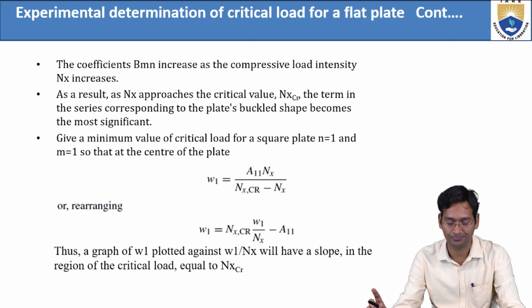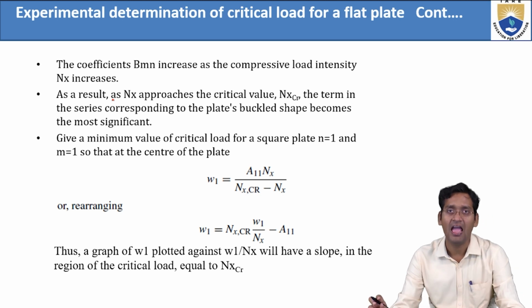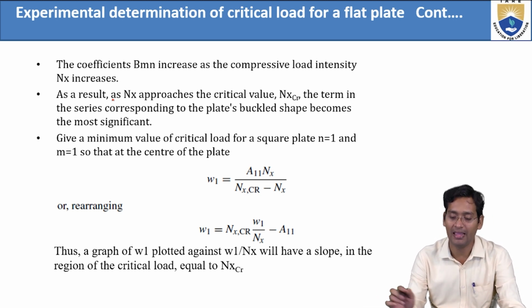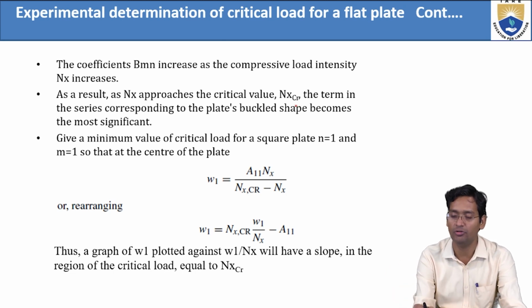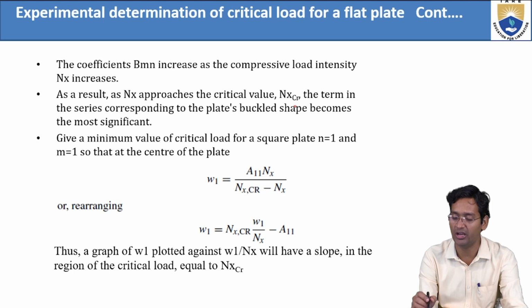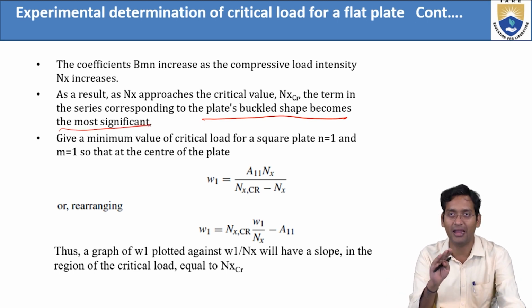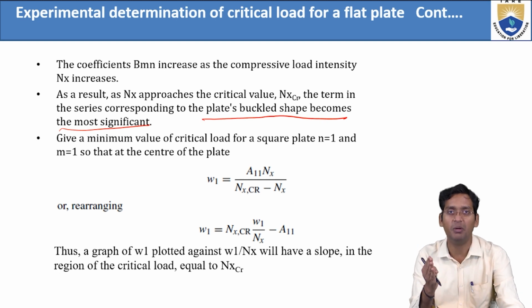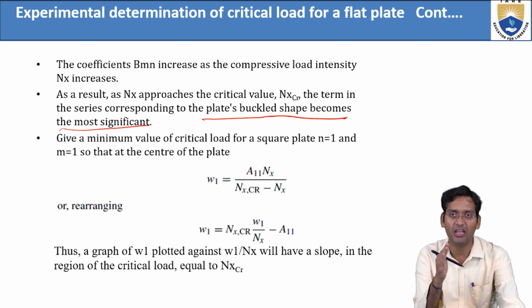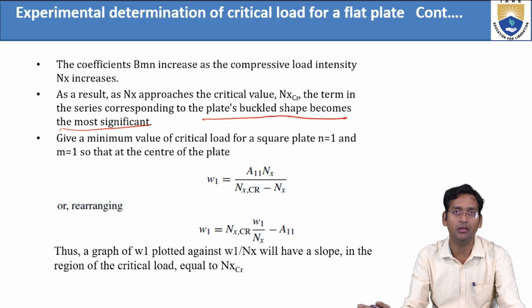As a result, as N_x approaches the critical value N_x,cr, which we already saw in the previous video, the term in the series corresponding to the plate's buckled shape becomes the most significant. Once it reaches the critical load, the buckling becomes significant, and after that we can see how the plate gets buckled.